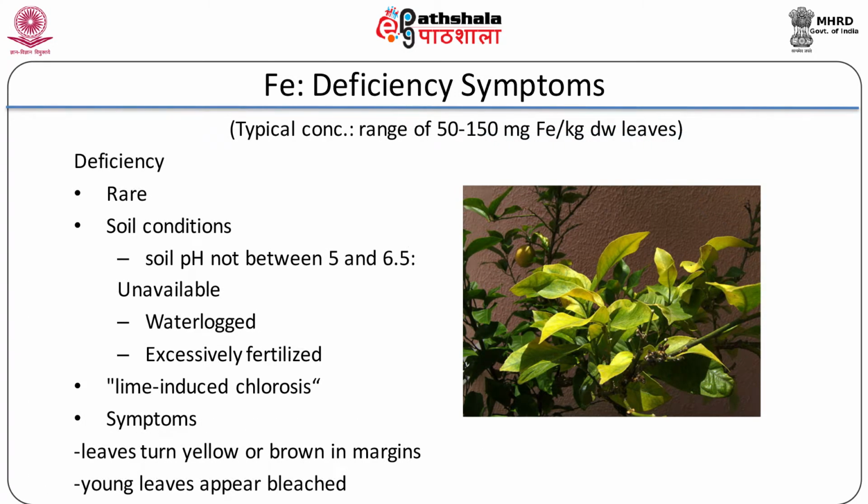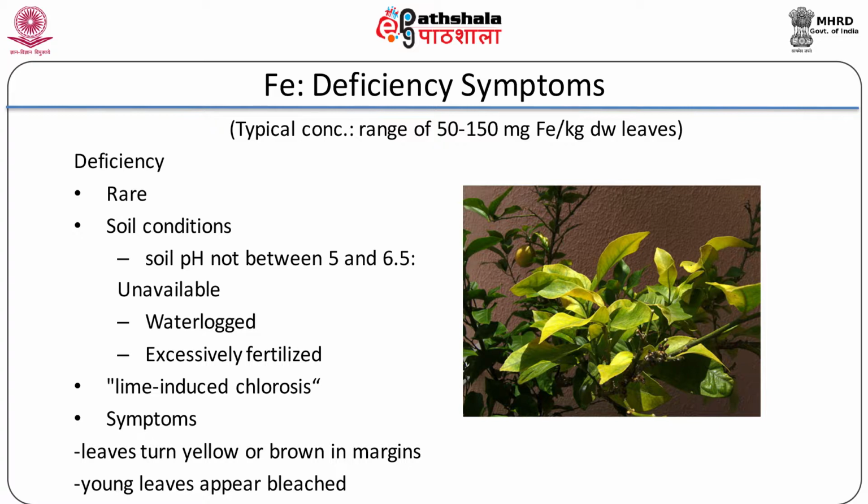Iron deficiency in the soil is rare, but it can be unavailable for absorption if the soil pH is not between 5 and 6.5. A common problem associated with iron deficiency is excessive alkalinity of the soil, that is, the pH is above 6.5. However, iron deficiency can also develop if the soil is too waterlogged or has been fertilized excessively.